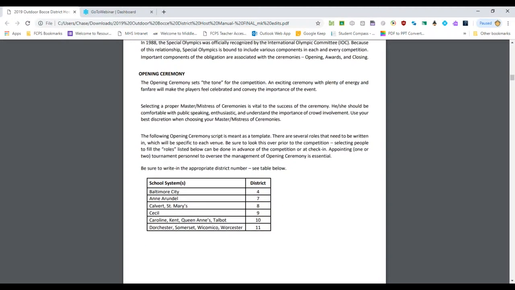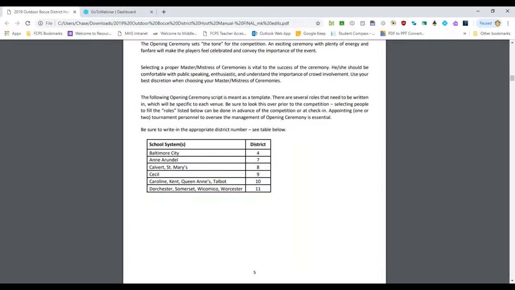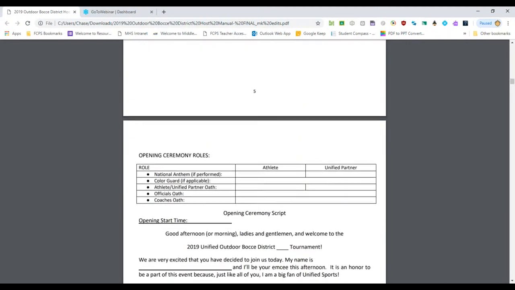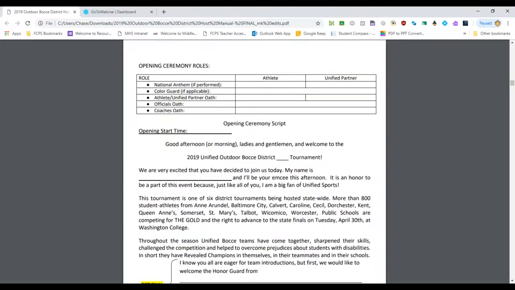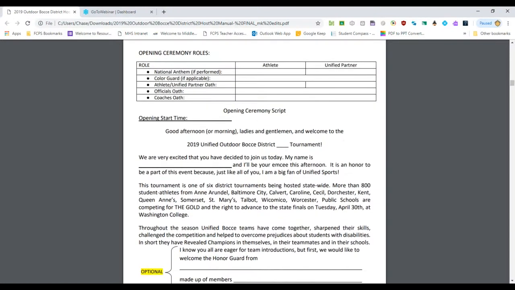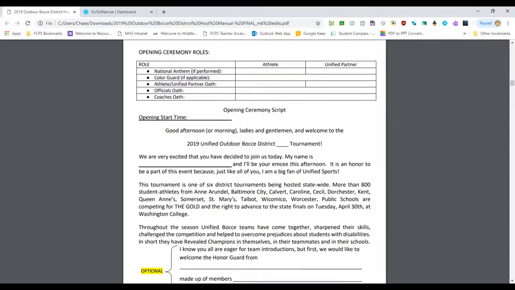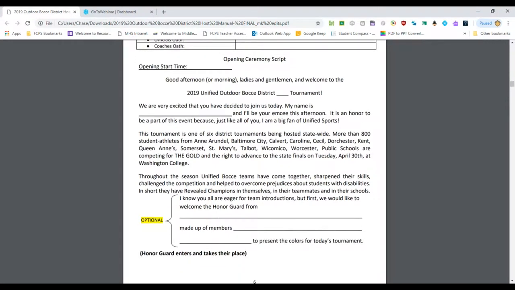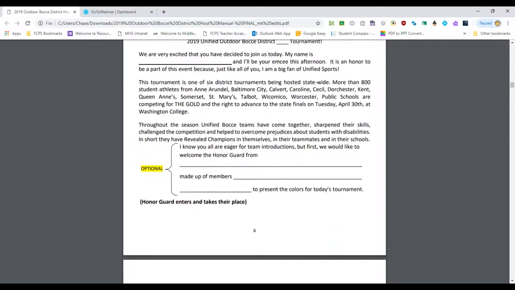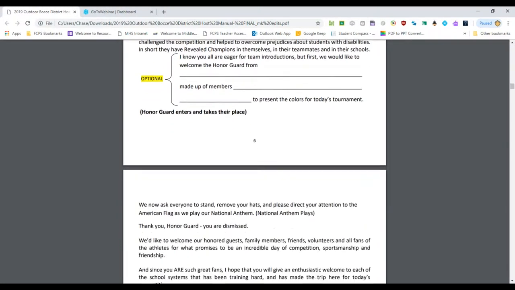Following this page here, we have our script. So you want to be sure you enter your proper district number into the script. For roles, you have people who will do the national anthem, color guard if you have that, your athlete unified partner oath, your officials oath, and coaches oath. So you want to be sure that you find people to fill the roles of reading those. Following your identifying roles chart, we have a script here. We offer this script, this is not a mandate, but it's a nice guideline to follow in order for you to have a nice proper ceremony.